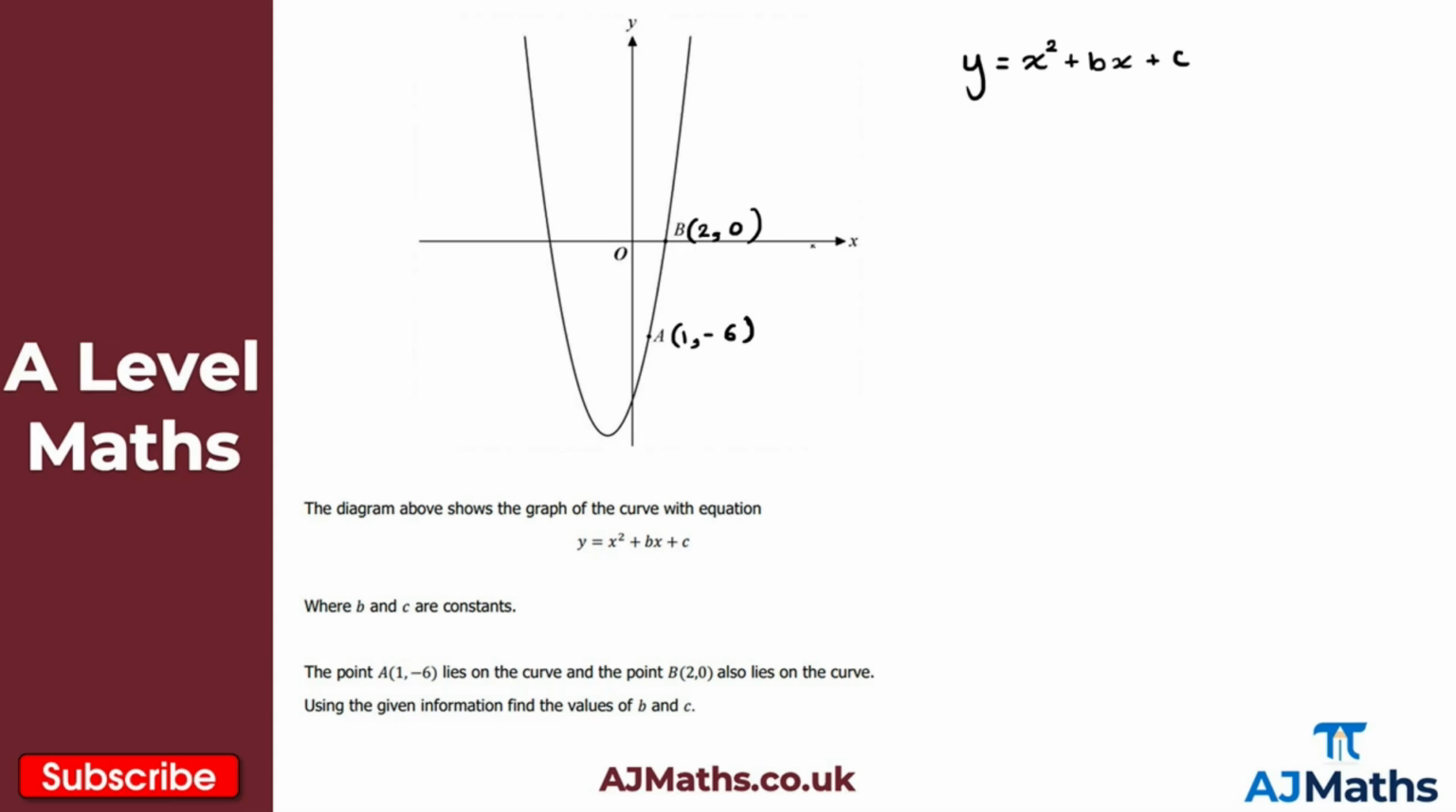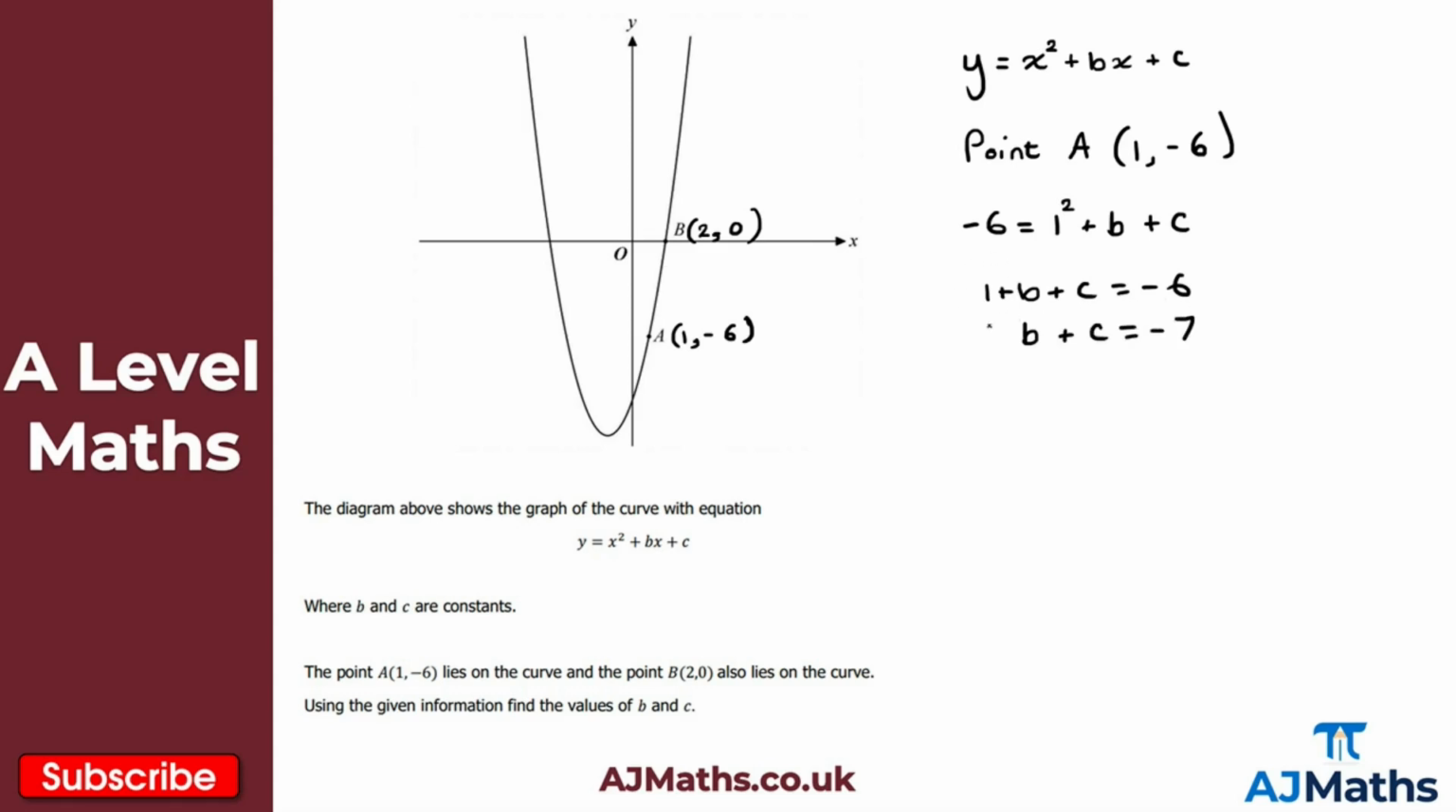So in that case, y here is equal to x squared plus bx plus c. So if we know y is equal to this, just substitute our points in. So for point A, that is 1, minus 6. Well, minus 6 is equal to x squared, so that's 1 squared, plus bx, that's b times 1, so plus b, and then plus c. Simplify this here, then this is 1 plus b plus c is equal to minus 6. In that case, b plus c is equal to minus 7, getting rid of this plus 1. So that's our first equation. We'll call that equation 1.